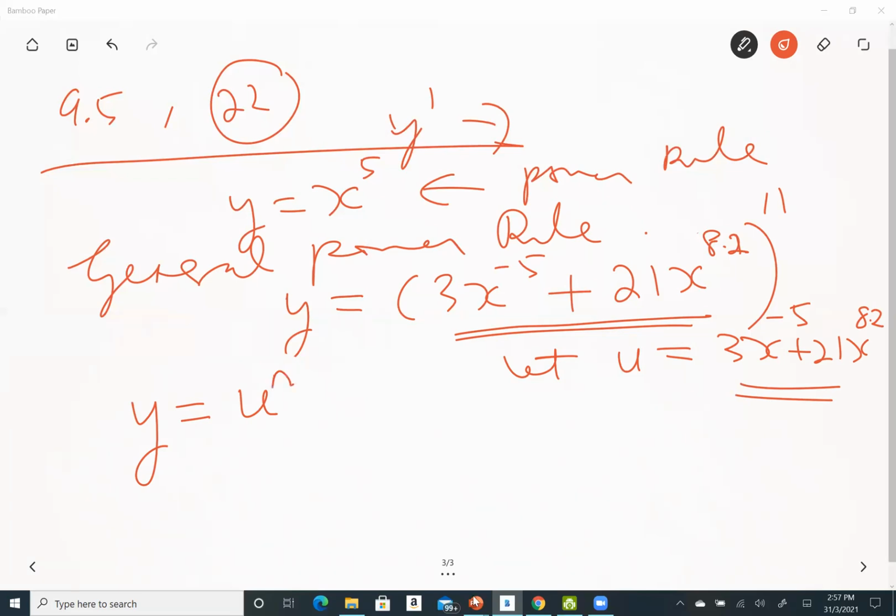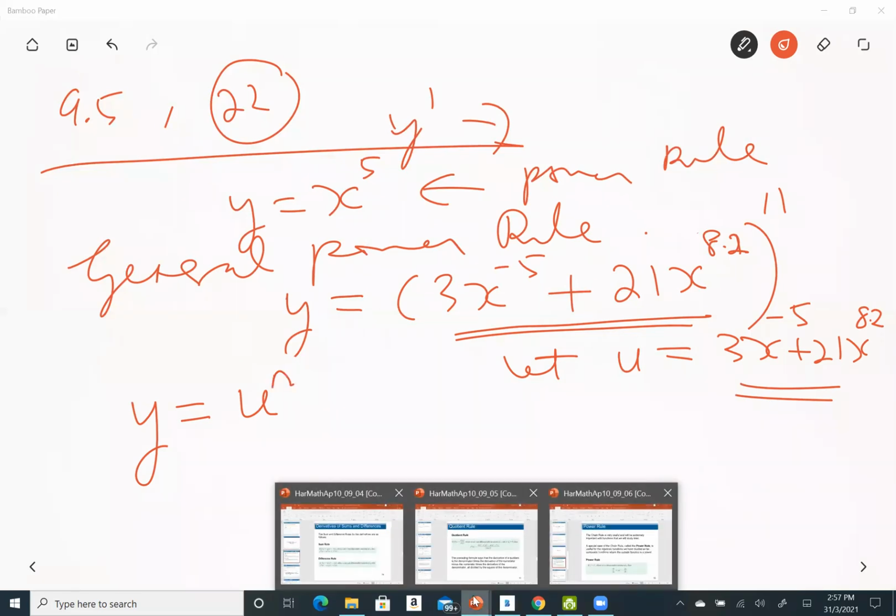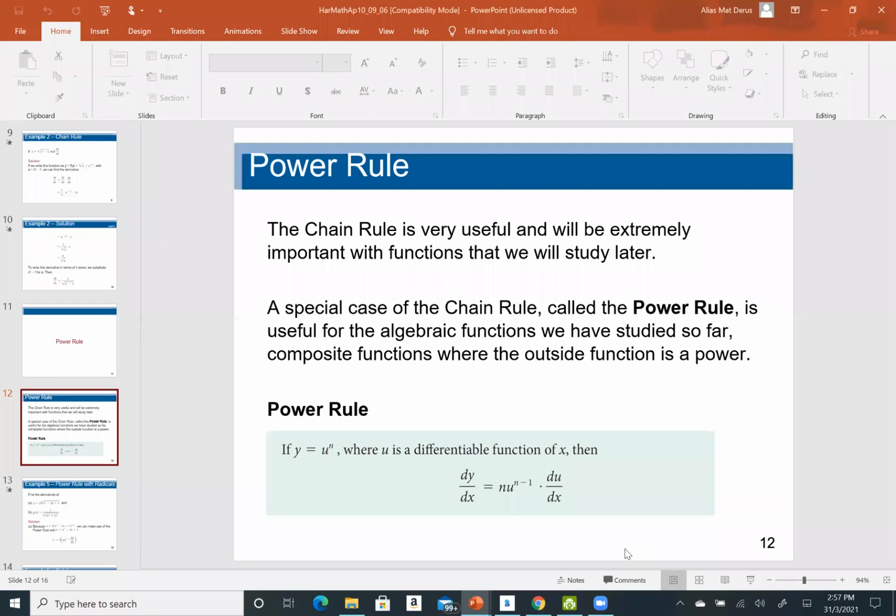So let's look at the rule. Where is the rule? Here. So if you have y equal to u to the power of n, then what is the derivative? Okay, you read the derivative, write it down, and describe to me what the rule is about, and how it is different from the power rule that we did earlier.